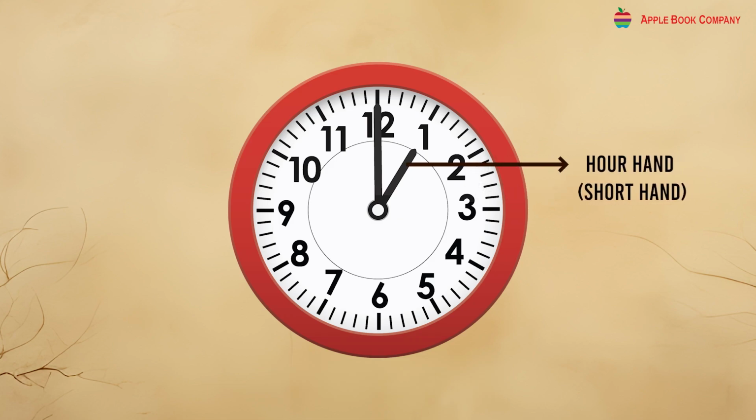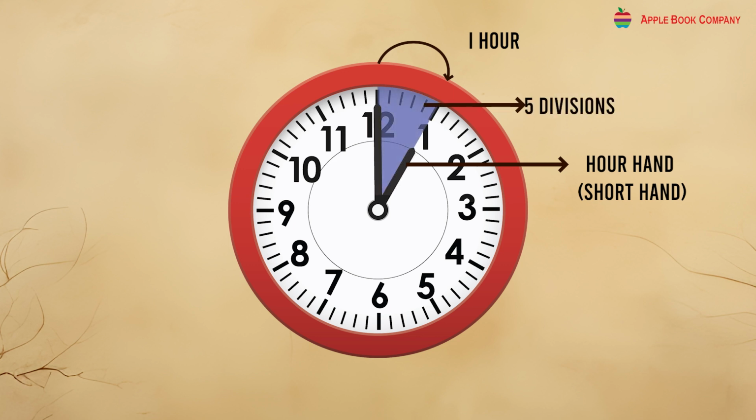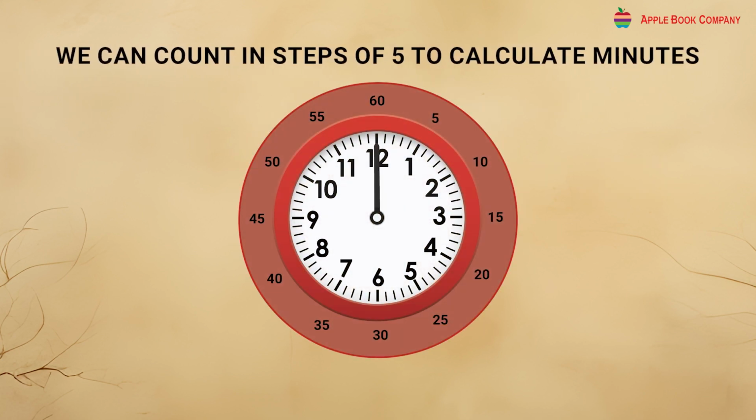The hour hand, which is the short hand, takes 1 hour to move from one number to the next number on the dial of the clock. Between any two consecutive numbers, there are 5 divisions. Each division stands for a minute. We can count in steps of 5 to calculate minutes.